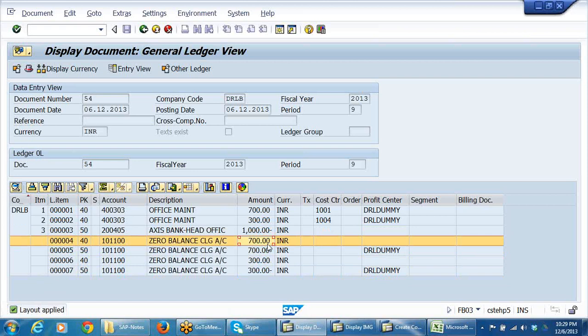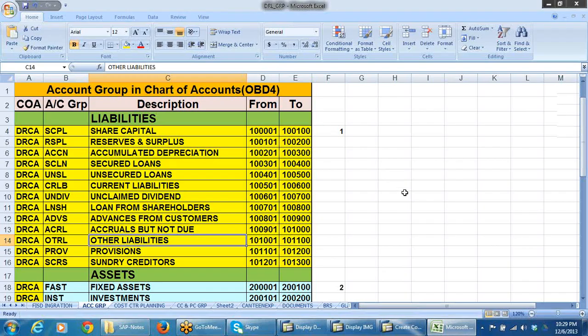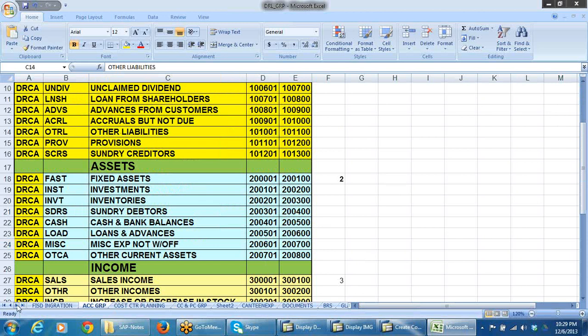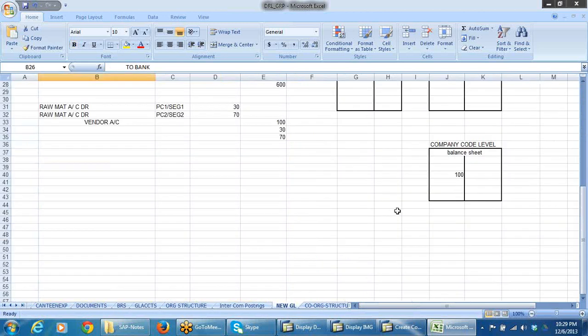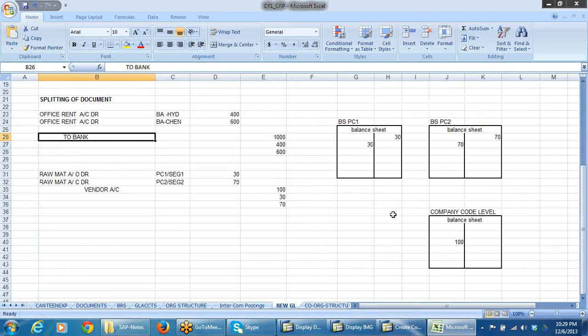This is only for the purpose of, for example, when I am preparing my balance sheet business area wise. Here I'll show you. See here, business area wise or profit center wise. Okay. See, balance sheet by profit center 1, balance sheet by profit center 2, or balance sheet by profit center or business area, whatever it may be. Here I'm taking profit center.